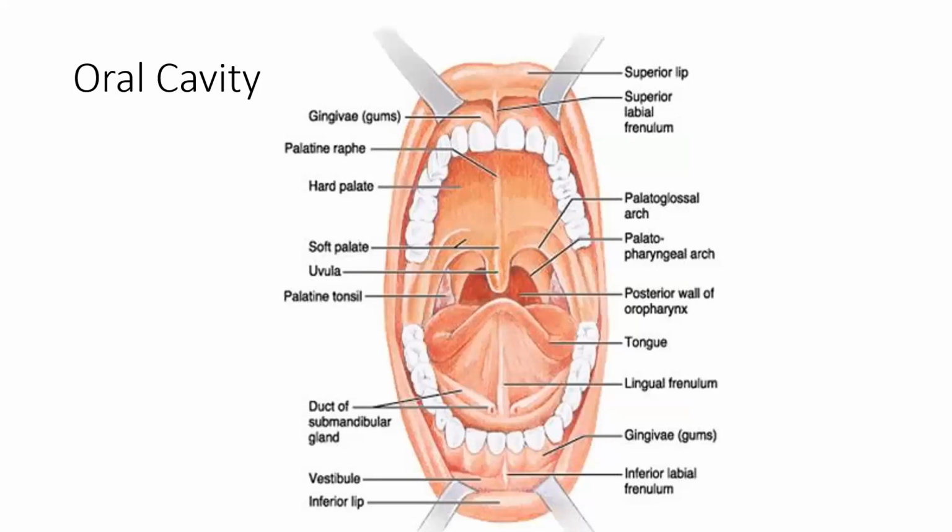We can see the gums. We can see the hard palate from the palatine process of the maxilla right there. There's the soft palate and the uvula. We also see the tonsils. The palatine tonsils are here and here. We tend to have three sets of tonsils that form a ring around the airway.